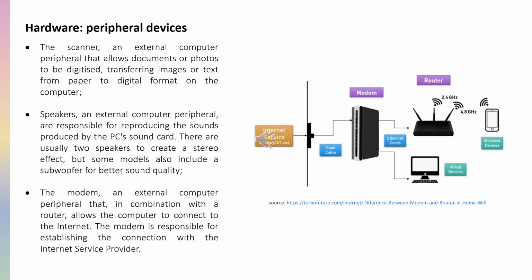Other important peripheral devices are the scanner, an external computer peripheral that allows documents or photos to be digitized, transferring images or text from paper to digital format on the computer. The speakers, an external computer peripheral responsible for reproducing the sounds produced by the PC's sound card. There are usually two speakers to create a stereo effect, but some models also include a subwoofer for a better sound quality.